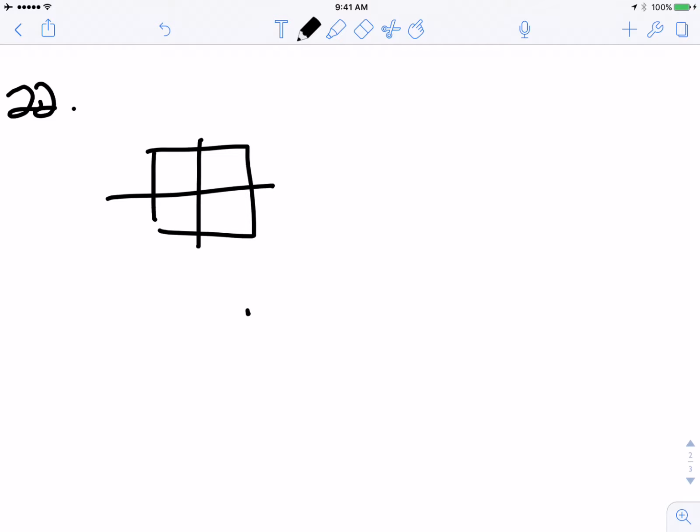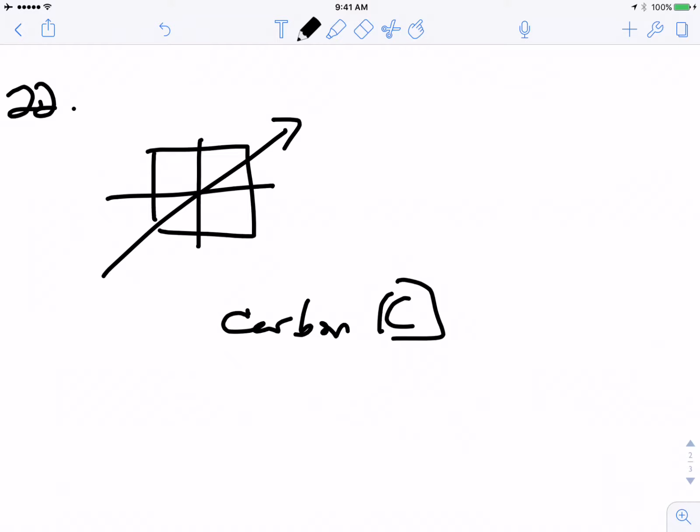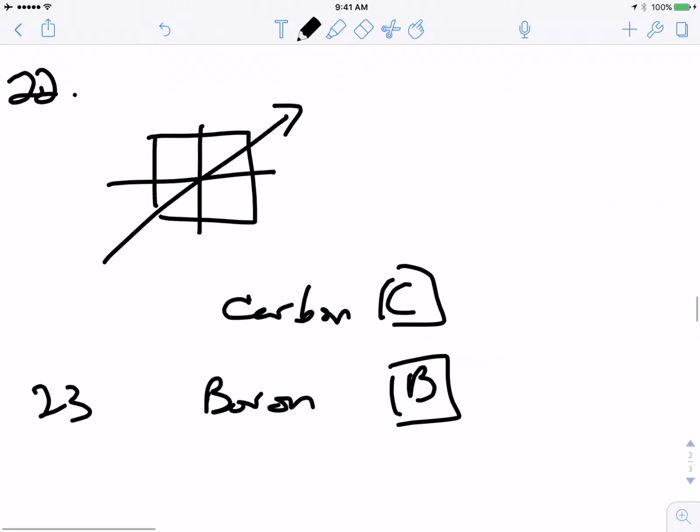22. 22 and 23 are about the same. We're looking at which ones are most electronegative. Remember, if we look at 4 elements in the periodic table, this is our key. So for answer 22, it's carbon, which is C. Answer 23 is boron, which is B. Interesting. I don't know if I did that on purpose or not.